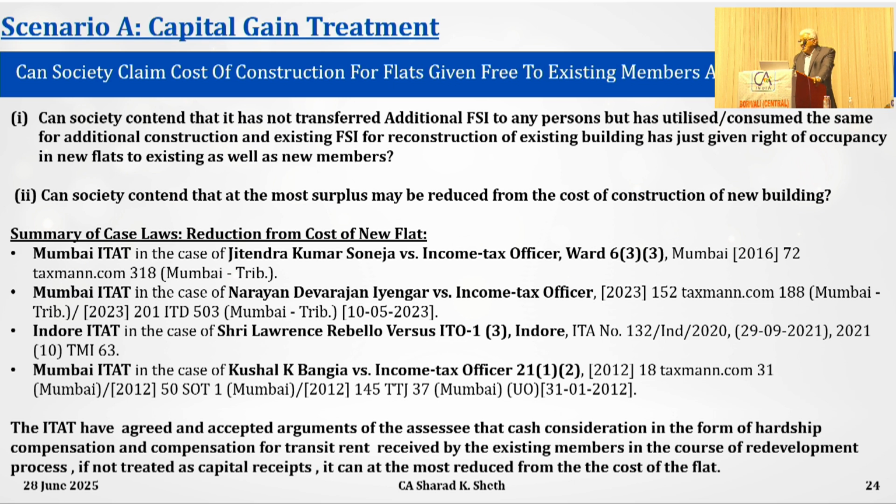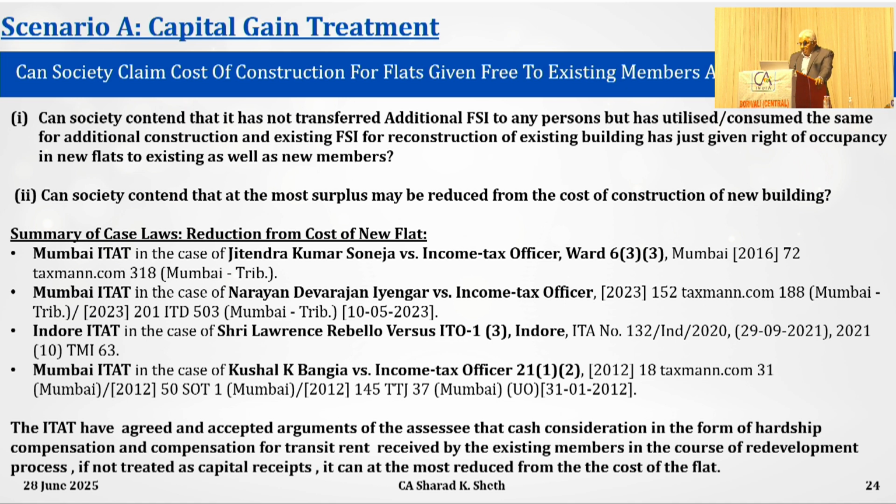Hardship compensation given is a capital receipt. It's a casual capital receipt, therefore it is exempted. Yes, there is a plethora of Tribunal judgments which say hardship compensation is a capital receipt. It is not an income. That I fully agree. But I'll give one more argument also against that.